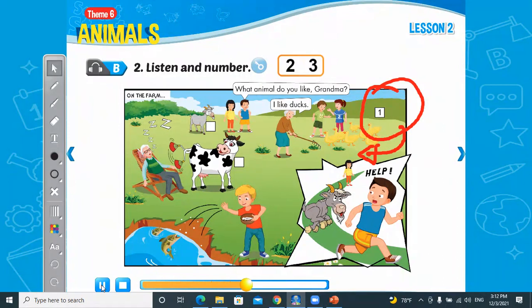What animal do you like, Grandpa? I like cows.